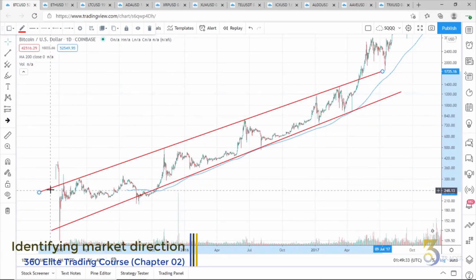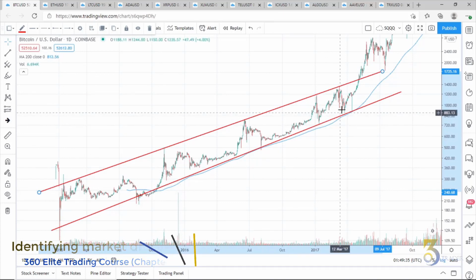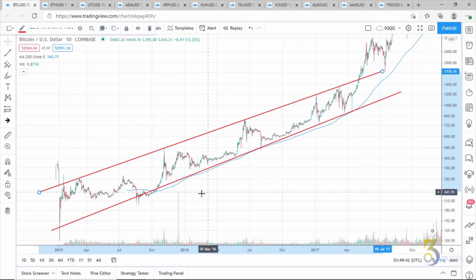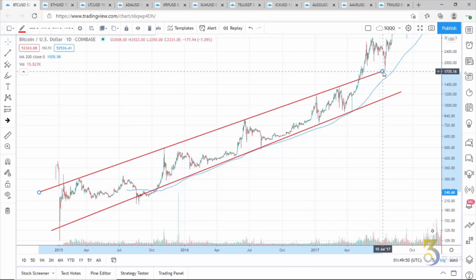This is a perfect channel from January 2015 literally till it broke out in May 2017, almost a 2-year channel here, perfectly encapsulated between these two trend lines. And as you can see, even this top one came into play later, which you can see right here as support.